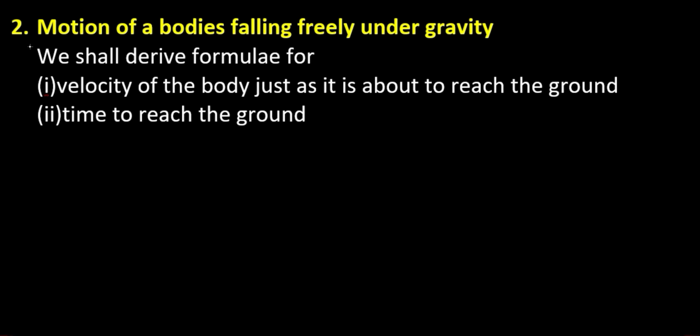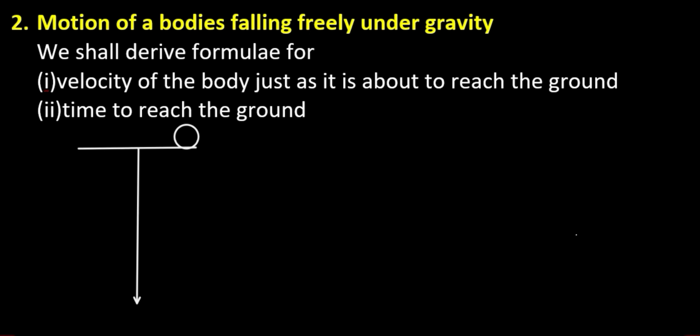Number 2. The motion of a body falling freely under gravity. We shall derive formulae for the velocity of the body just as it is about to reach the ground, and the time to reach the ground. Suppose we have this body here. Up there, the initial velocity is equal to 0, and it is falling down.